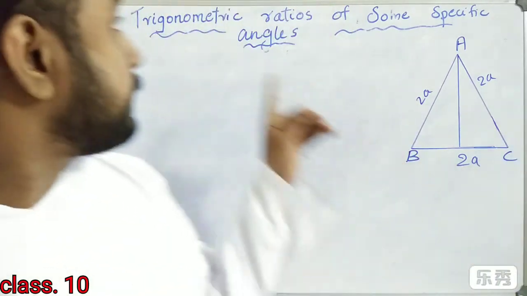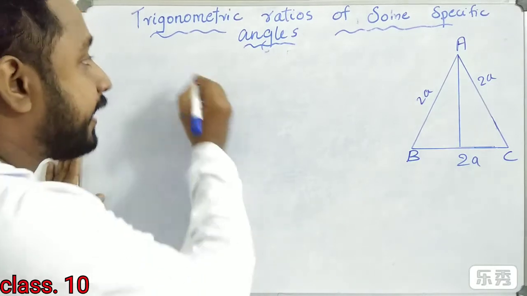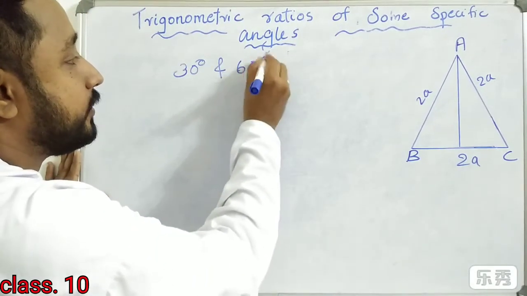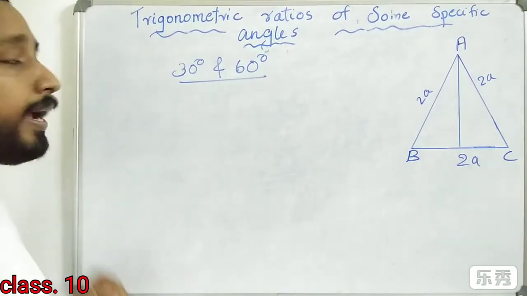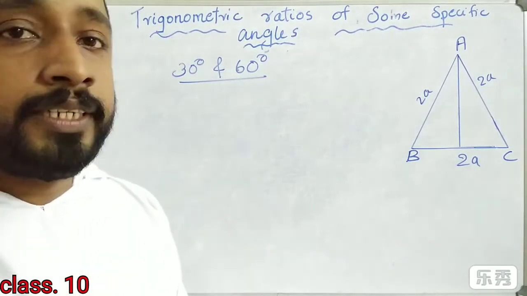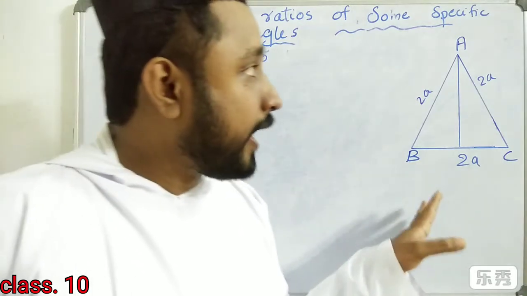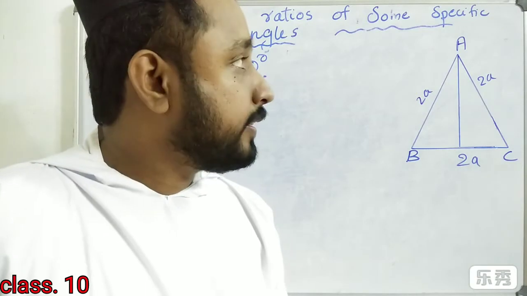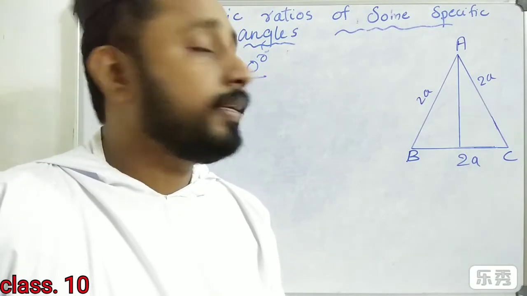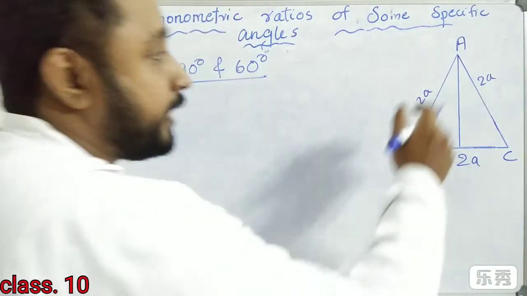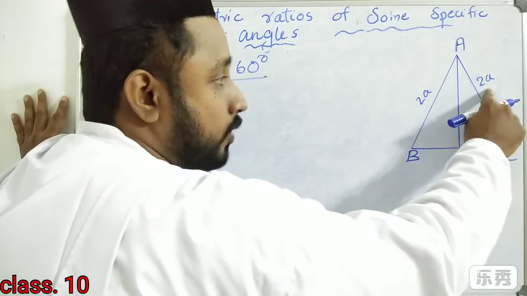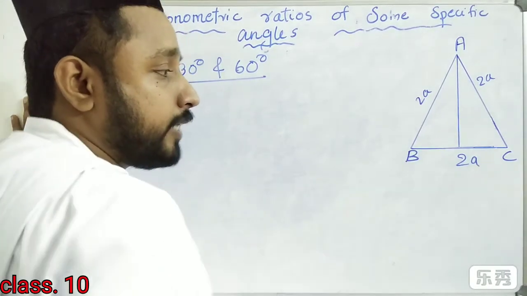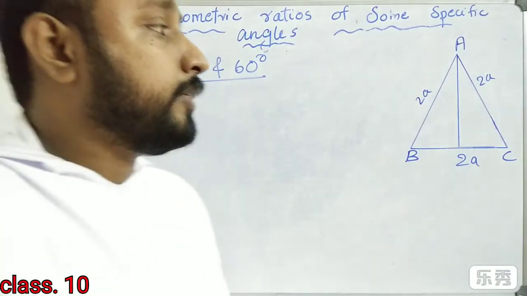Let us discuss trigonometric ratios of angle 30 degree and 60 degree. We have to study angles of 30 degree and 60 degree. So I am going to consider an equilateral triangle ABC. We know the three sides of an equilateral triangle are the same. So I am going to take this side as 2A, this also 2A, this is also 2A. AB is equal to 2A, BC is equal to 2A, and AC is equal to 2A.